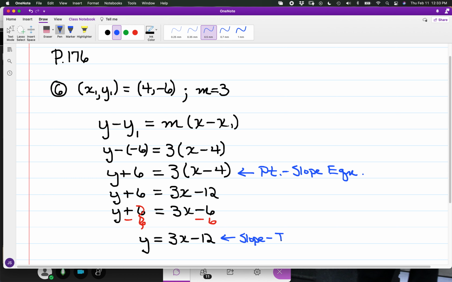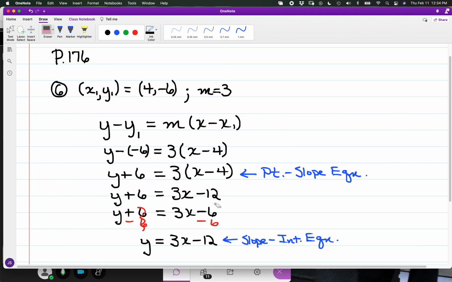And you can go back and check the results. So again, the slope was given as 3. In the slope-intercept equation, whatever is next to x is going to be the slope, so we have 3. And to test out (4, -6), if -6 is y and x is at 4, the left-hand side of the equation is equal to -6. It never hurts to double check.